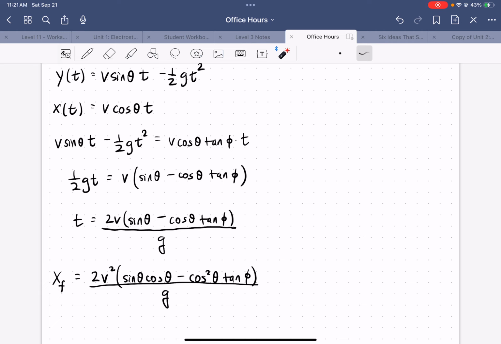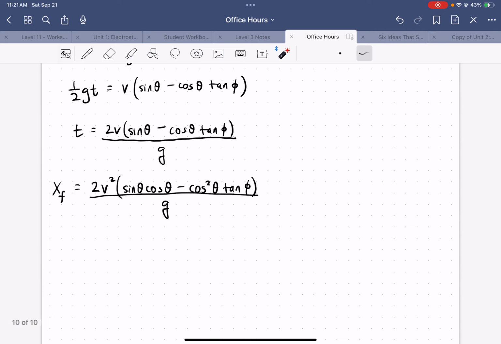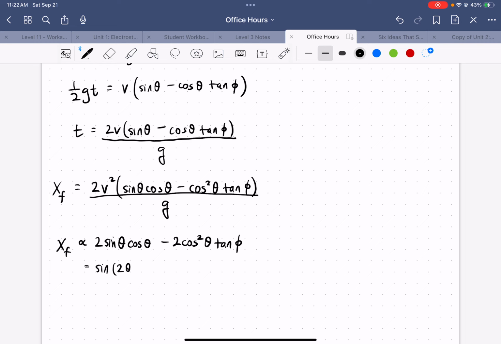All right, so one thing I might do here is actually keep the factor of 2 so I can make use of a trig identity. So let's say the x final is proportional to 2 sine theta times cosine theta minus 2 cosine squared theta tangent phi. That first term is just the double angle formula for sine. So I can write this as the sine of 2 theta minus 2 cosine squared theta tangent phi. So now I can take the derivative of this expression with respect to theta.